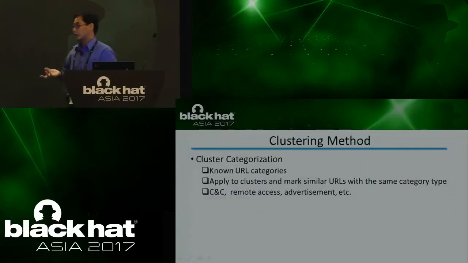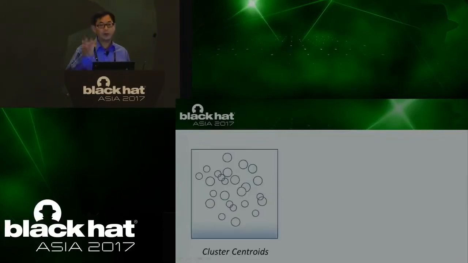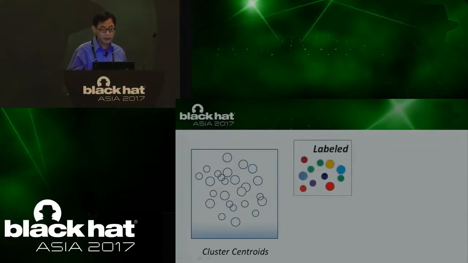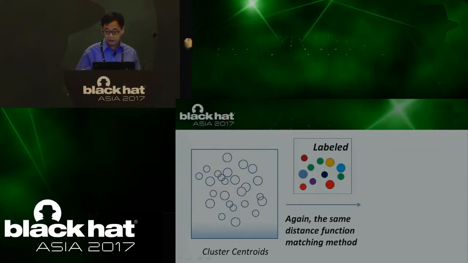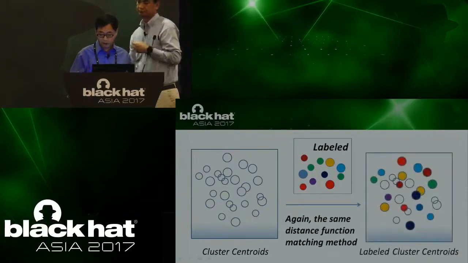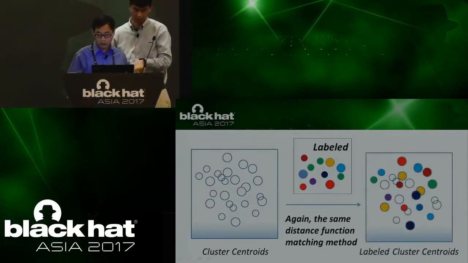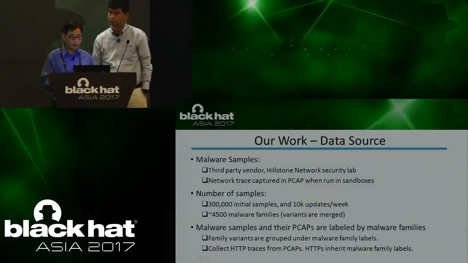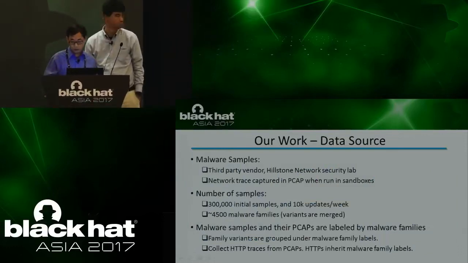Okay, another post-processing step is that we try to add categories. Categories are important for us to know better. So we actually do the same thing. We have these labels, and we just label our clusters. Those will tell you this is a CNC connection, or some other kind of thing.